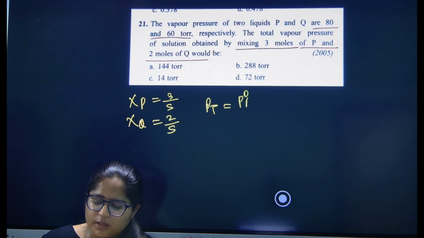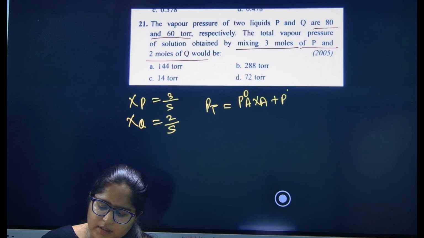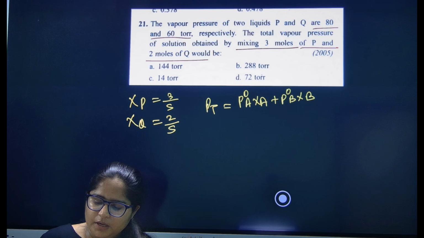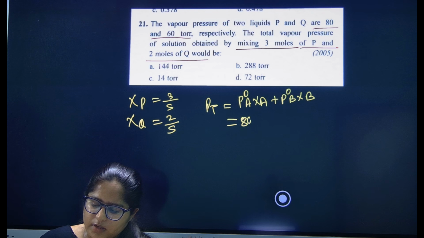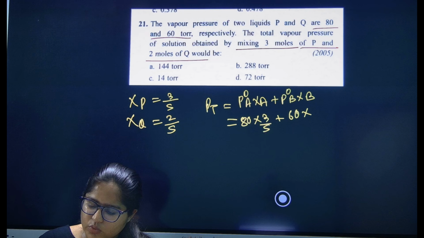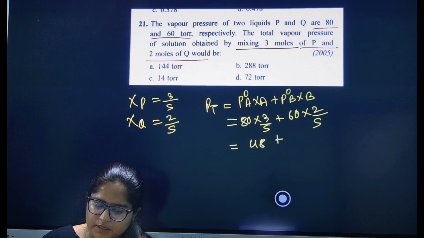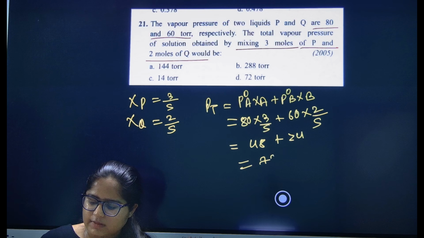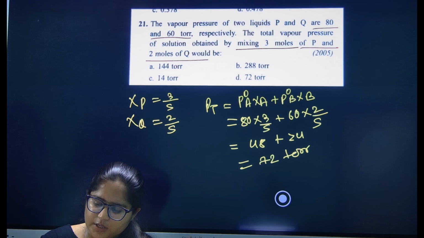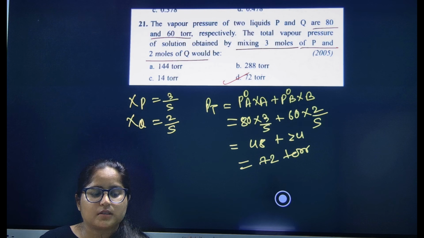PT equal to, repeat with me, P naught A XA plus P naught B XB. P naught A is 80 into 3 by 5 plus P naught B, it is 60 into 2 by 5. Then here we will get 48 plus 24 equal to 72 torr. Option number D will be the right answer. Okay.